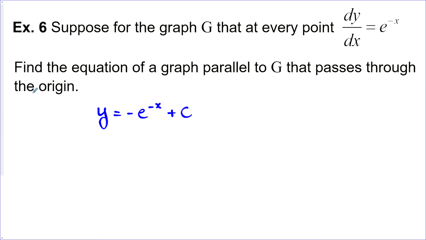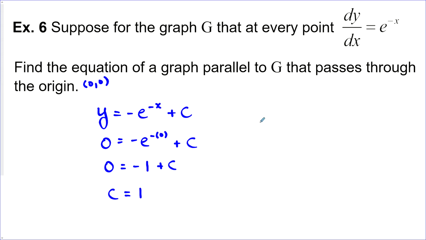They also tell us that it passes through the origin, so that's the point 0, 0. So we'll put 0 in for x and y. And we get that 0 is equal to -1 plus c, which means that c is equal to 1. So our curve that's parallel to g and passes through the origin is negative e to the negative x plus 1.